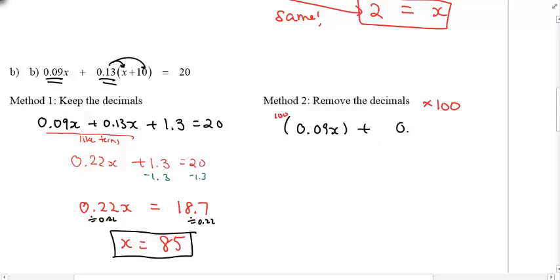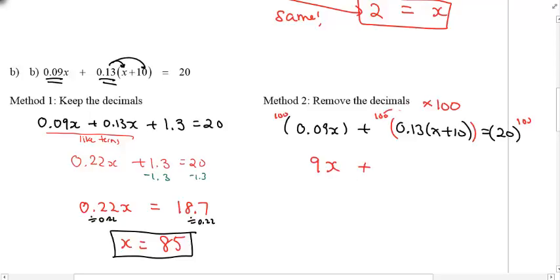Going to take this 0.13. Now notice, I know there's a bracket here, but we're just multiplying this whole thing by 100. Okay? And then we got the 20, and we're going to multiply that by, of course, the 100. Okay? So 100 times 0.09x is just 9x. That's cool. Here's the interesting part.